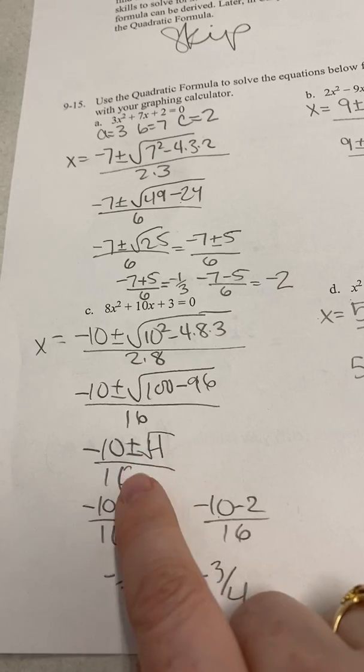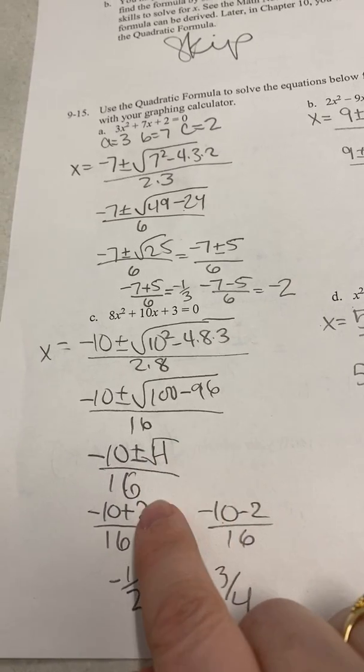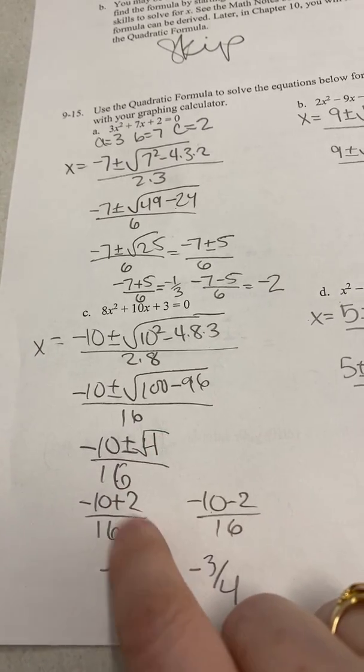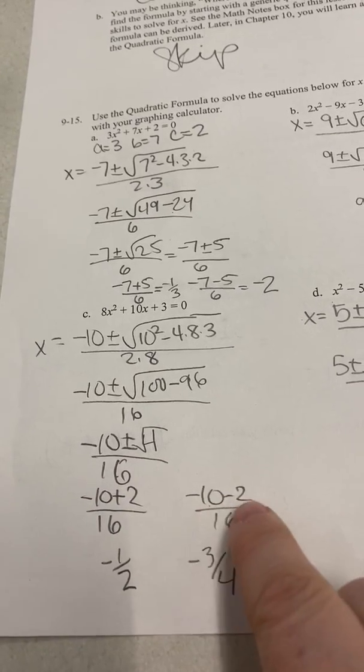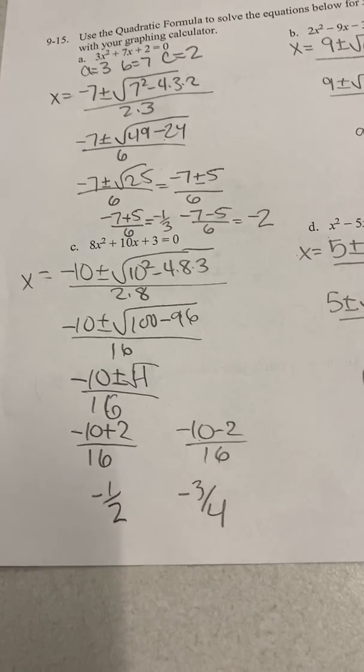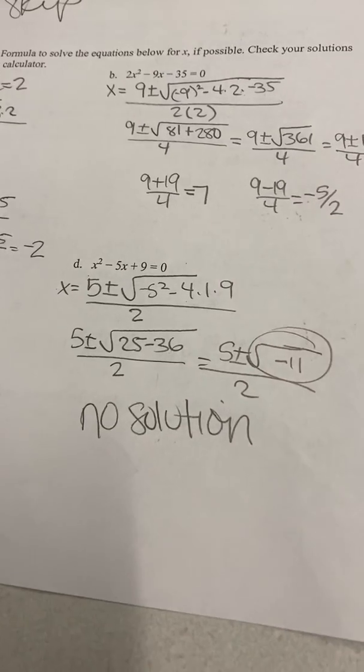Then you have negative 10 plus or minus square root of 4 over 16. Square root of 4 is 2. So negative 10 plus 2 over 16, and a negative 10 minus 2 over 16. And let's check out D.